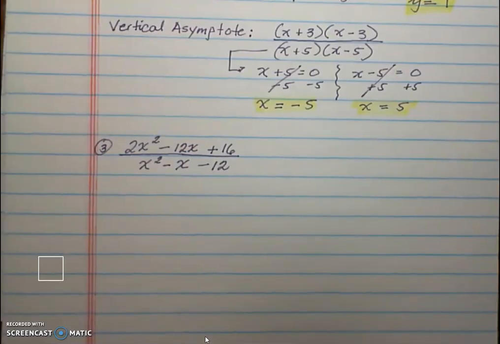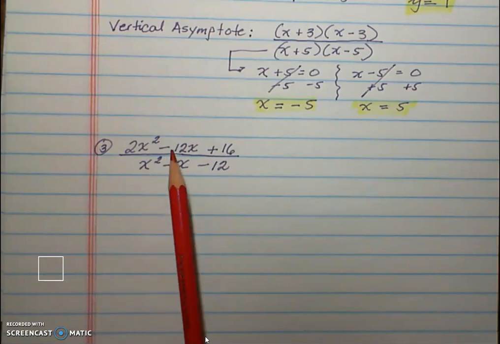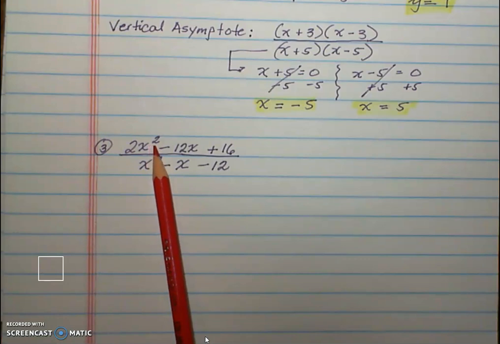Example number 3, 2x squared minus 12x plus 16 over x squared minus x minus 12. As you can see, the degree of the numerator is 2. That's the highest power of x.